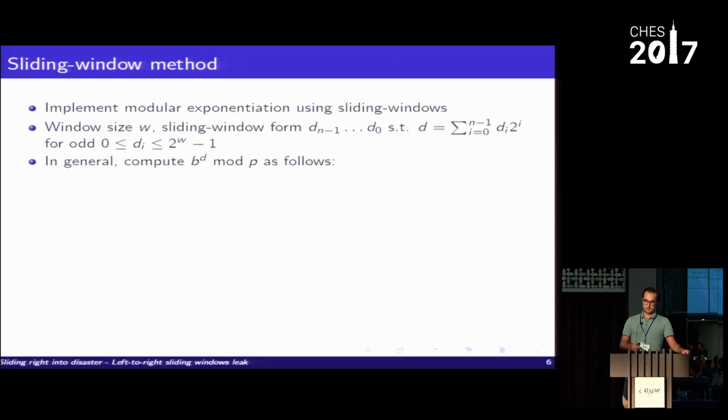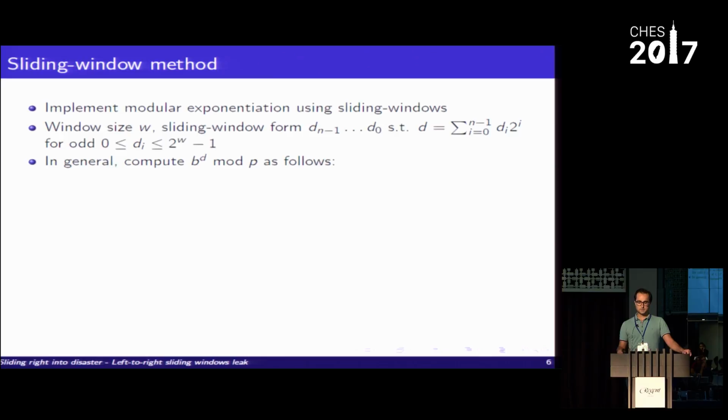So how do we implement the modular exponentiation using sliding windows? First of all, we take a certain window size W. For example, you can think of W being 4 or 5. And we assume we have some sliding window form of D, which is simply some values d_{n-1} to d_0, such that D is the sum of d_i times 2 to the power i. And all these d_i's are odd numbers between 0 and 2 to the power W minus 1.